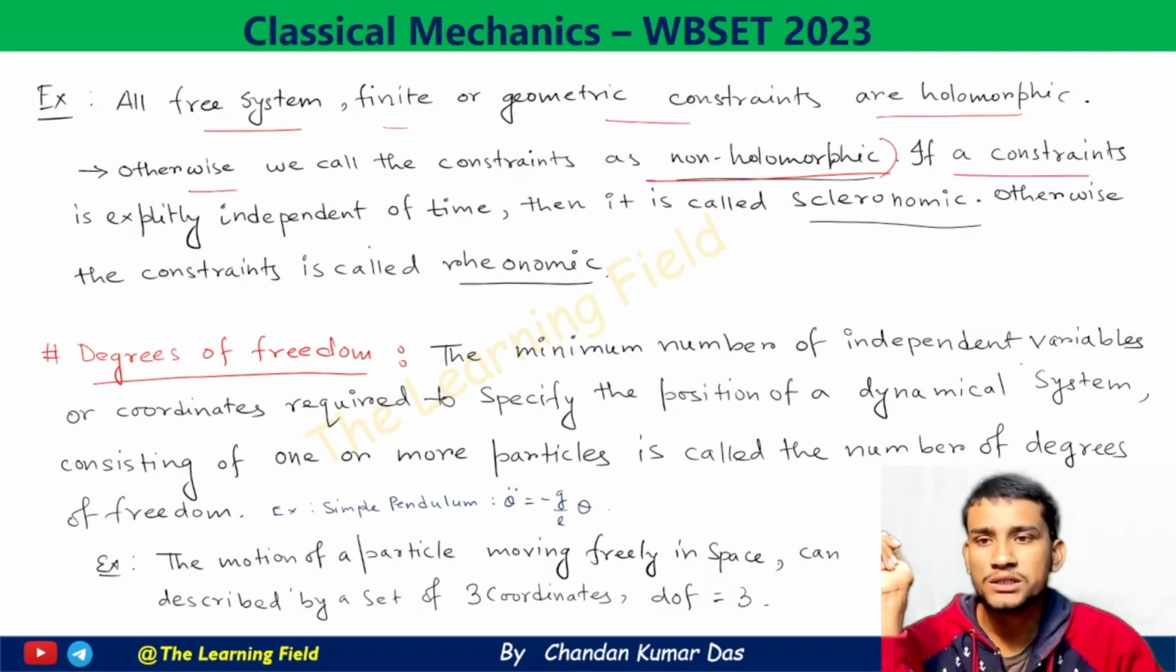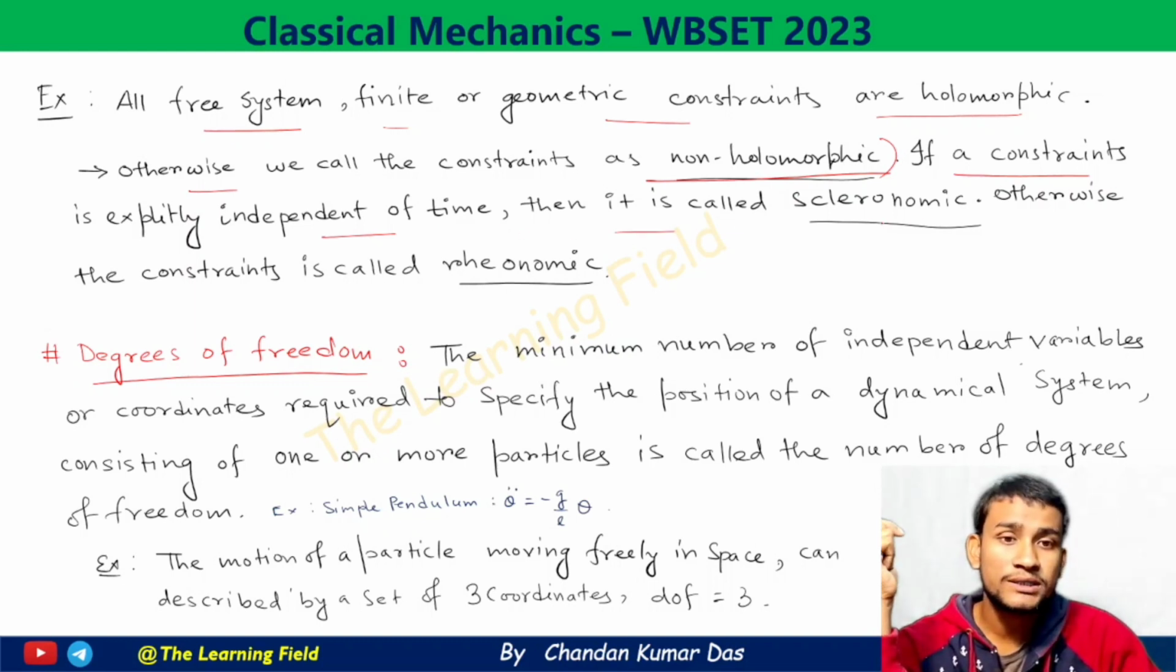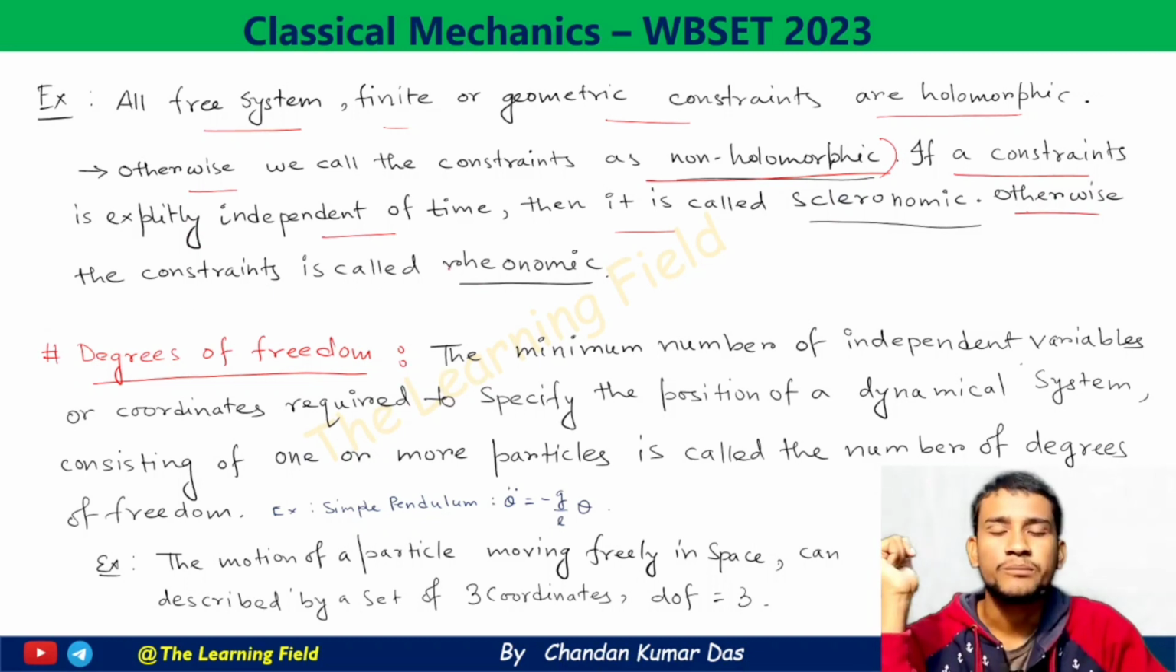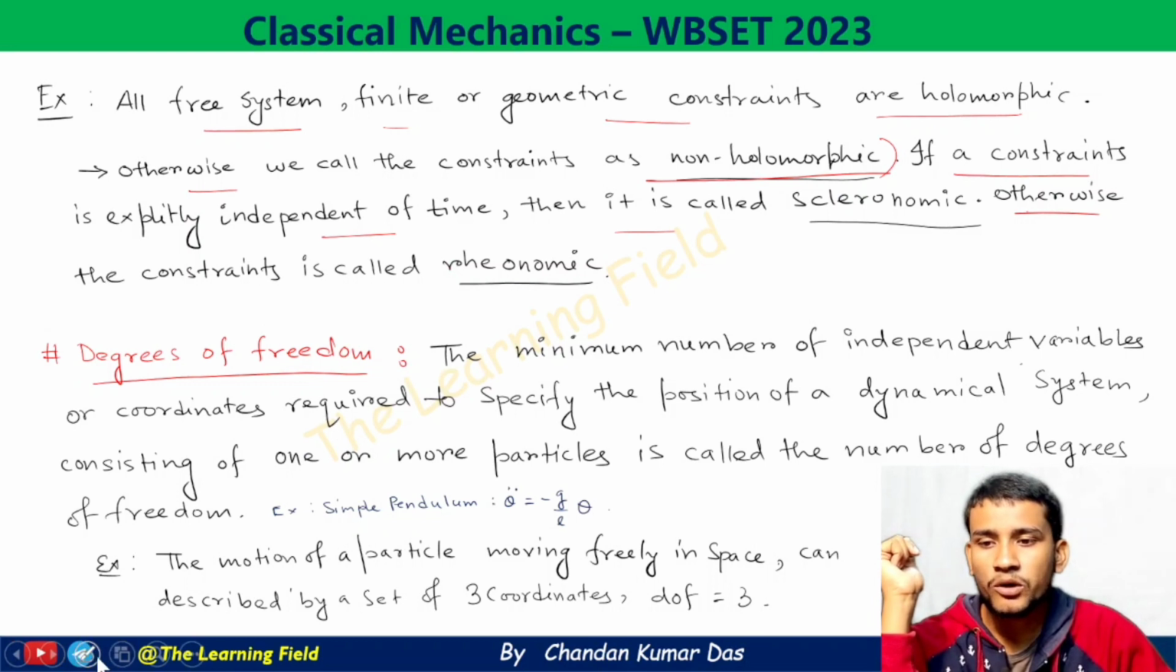Okay, if a constraint is explicitly independent of time, then it is called a scleronomic constraint, and otherwise the constraint is called a rheonomic constraint. Okay, now one more important term is the degrees of freedom. Okay, here in mechanics this is a very important term, degrees of freedom.